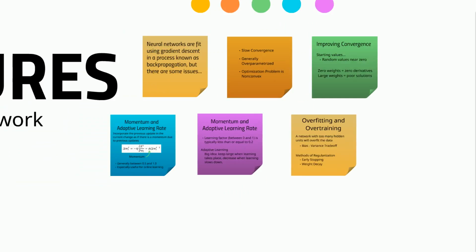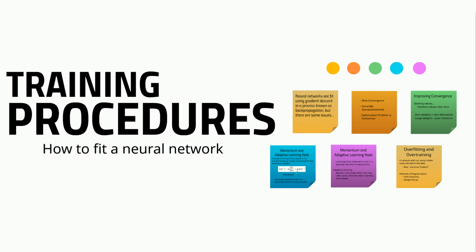All right, so this is going to bring us to the end of our video on training procedures. In a quick summary, we use gradient descent and backpropagation to fit our networks. However, those run into the issues of slow convergence. They're generally too complex and over-parameterized, and the optimization problem is non-convex. We solved that first non-convex problem by starting with random values near zero and doing this multiple times. So zero weight equals zero derivatives.